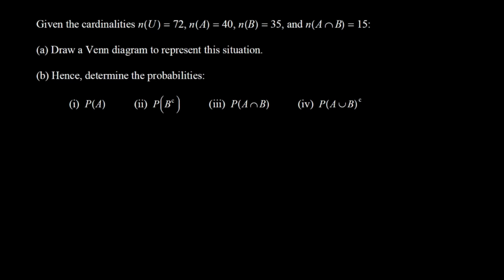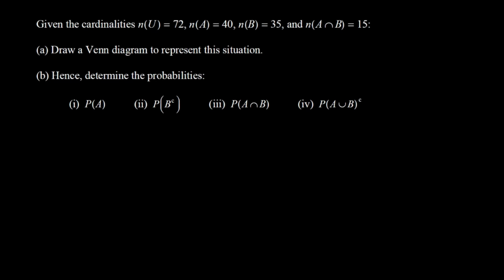Draw a Venn diagram to represent this situation, and trust me, that'll be the hard part. Once we have that, we can just make sure we know how many items are in our sample space, and of course we know 72 outcomes are in our sample space, and then we can use our Venn diagram to calculate those four probabilities listed there. So how do we put together a Venn diagram?